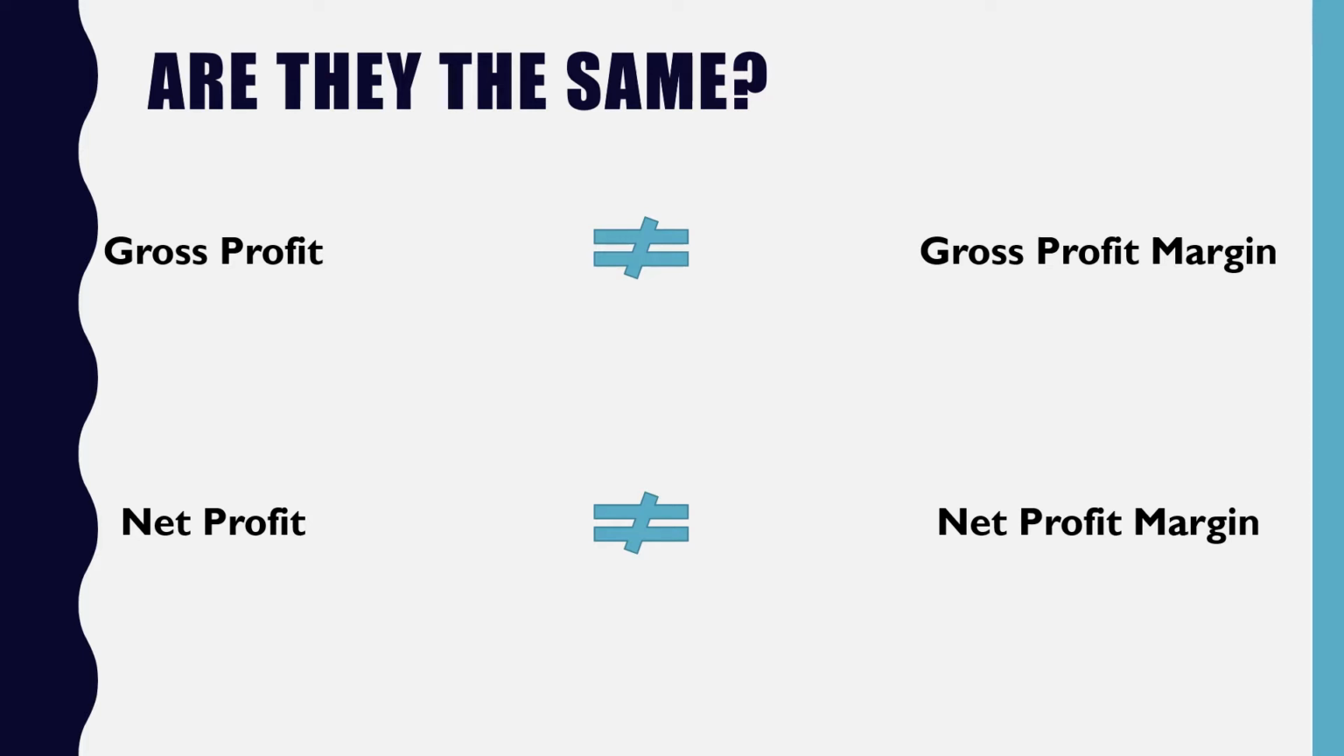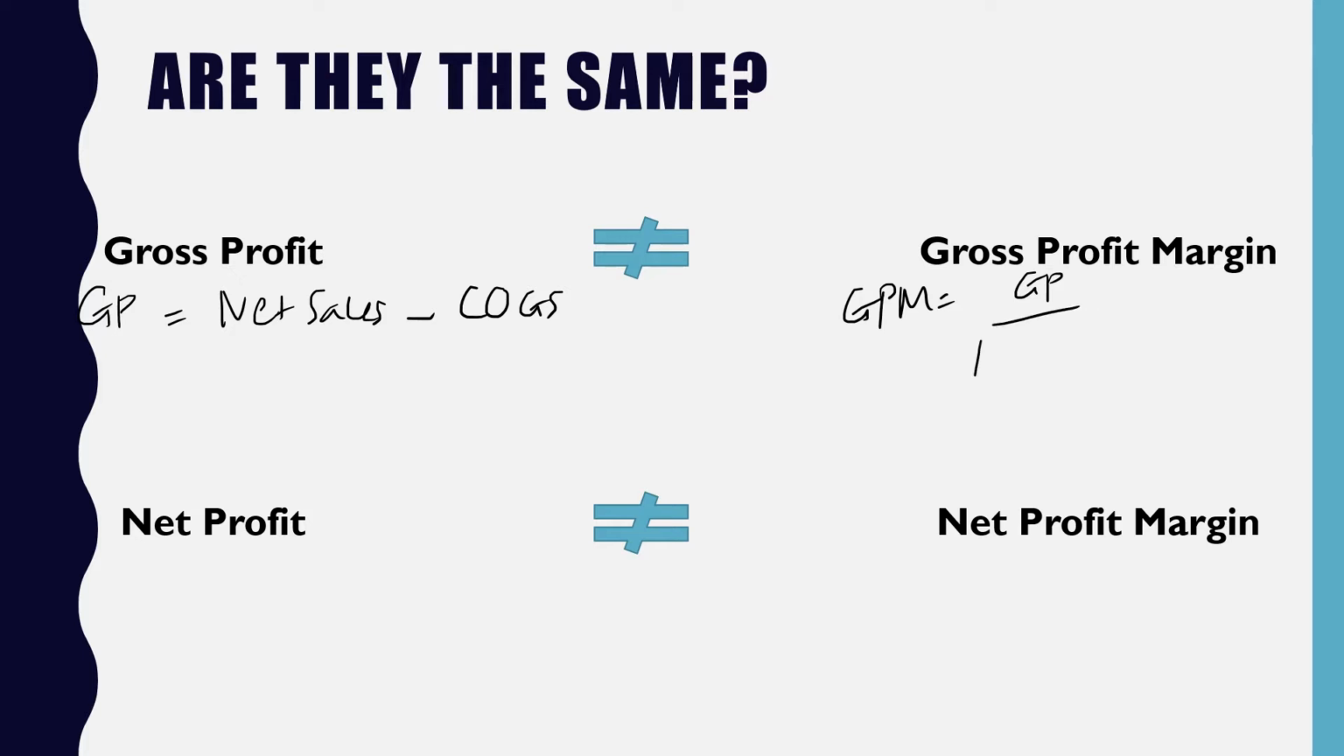Gross profit is calculated by taking net sales less cost of goods sold. On the other hand, the gross profit margin is calculated by taking the gross profit as a percentage of net sales. To convert it to percentage, we simply multiply by 100. So looking at the formula itself, we can see that the calculation for gross profit is very different to the calculation for gross profit margin.